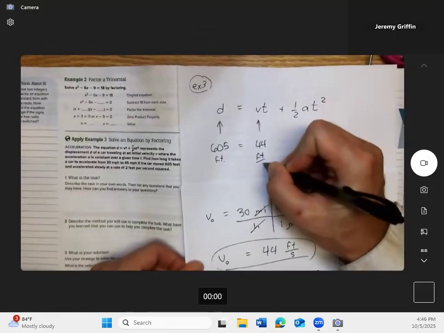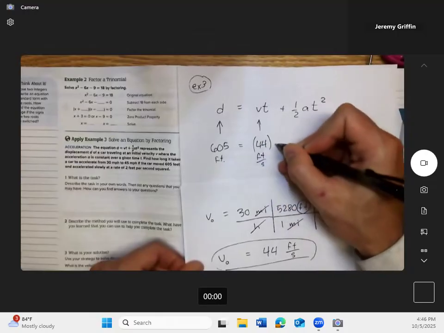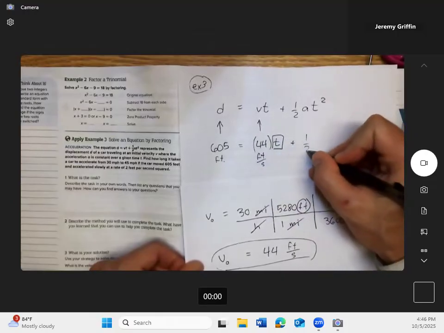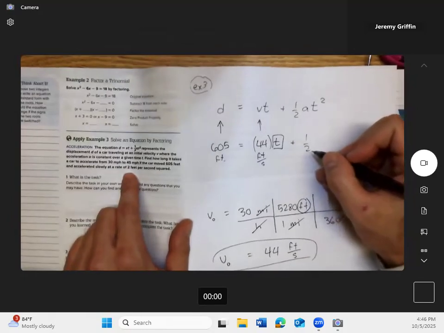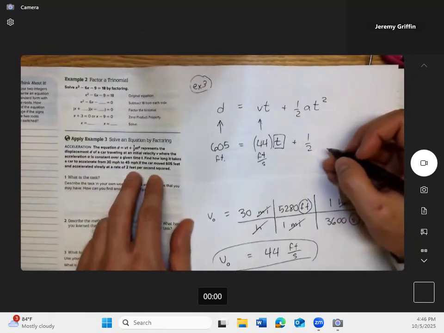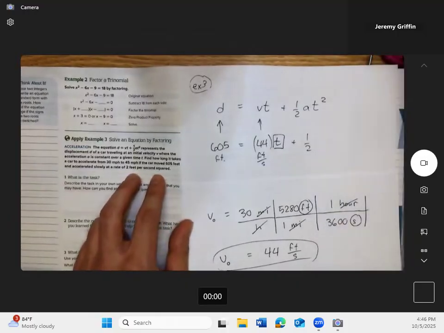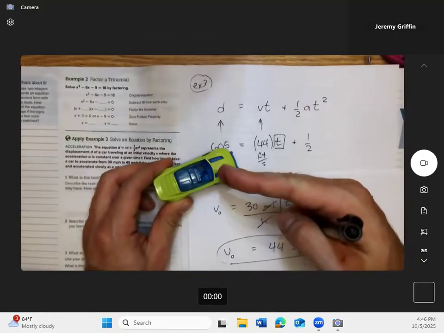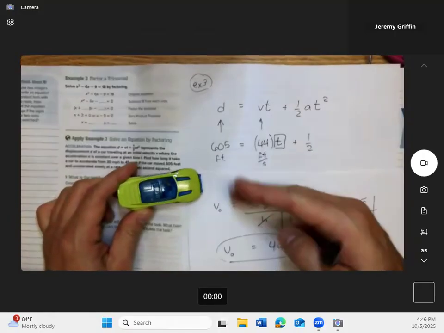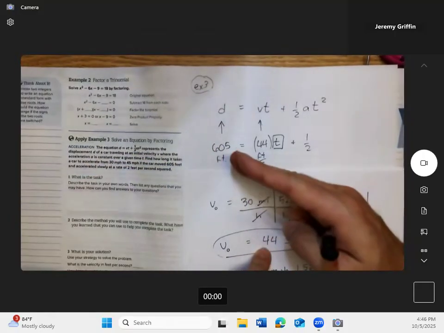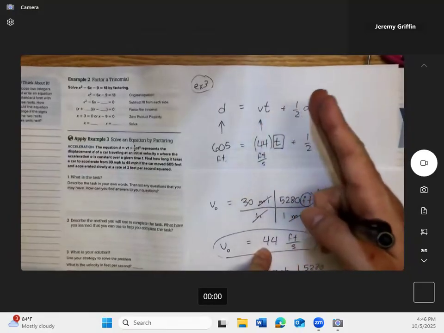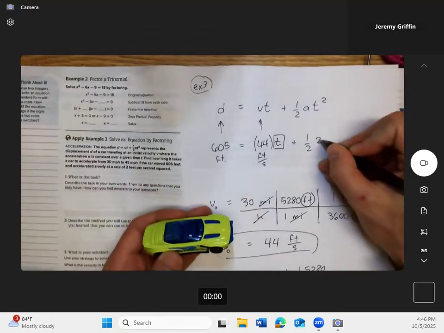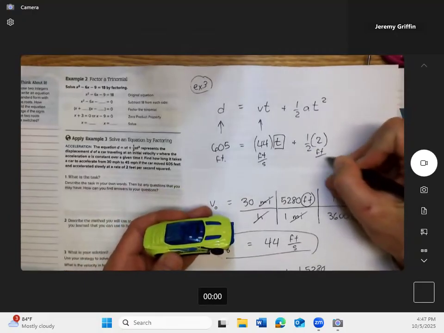And that's feet per second, times some time. I don't know how much time, plus 1/2. And they said the car was picking up speed at 2 feet per second squared. That means it's speeding up 2 feet per second per second. Like if you're watching the speedometer, it started at 44, right? So 44, 46, 48, 50, 52. So every second it's picking up another 2 feet per second. That's what 2 feet per second squared means.